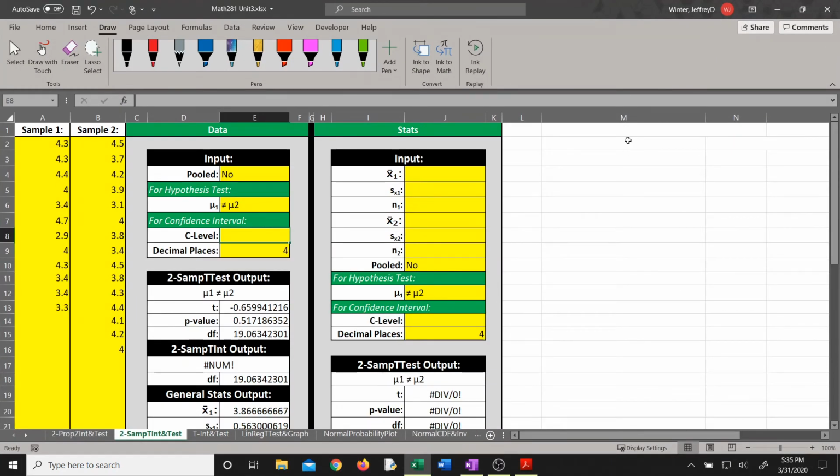Also notice that I formatted this sheet a little bit differently from the 2-prop z interval and test sheet. How I formatted this is I basically went ahead and made it so that if you typed in the sample data here, you did not have to retype it for the hypothesis test and then type it in again for the confidence interval. All you have to do is just state what the confidence level is, and down here it spits out the confidence interval.